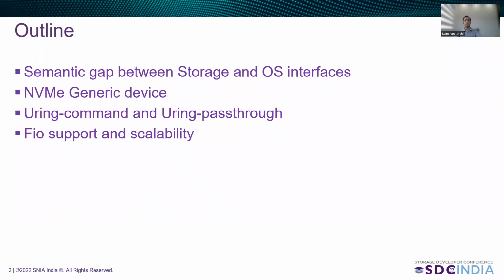So here is the outline of the talk. We start by highlighting the growth of something undesired, and that is the semantic gap between the operating system and the storage interfaces. We explain what NVMe generic device is and how it helps. Then we go about elaborating why and how of connecting this to io_uring. To that end, we delve into io_uring command and new pass-through path. And in the end, we cover a bit of tooling and look at the scalability data of this path.